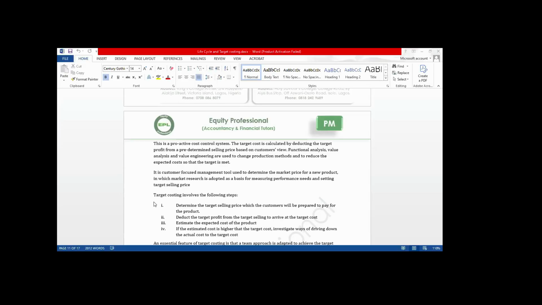Thereafter, the company will calculate target cost. Target cost is the difference between the pre-established target selling price minus target profit. The difference between the established selling price and the company's target profits will give us the target cost of the product. The company will establish a target cost for the product. This cost is established prior to the actual production of the product.